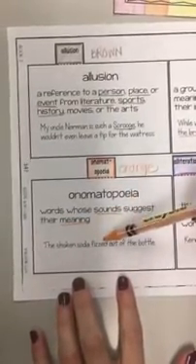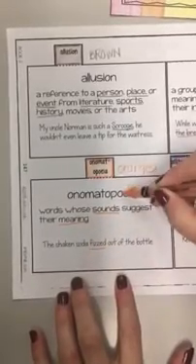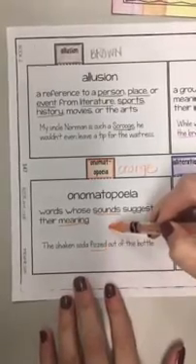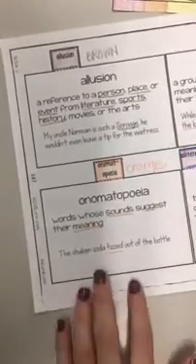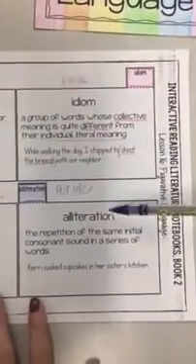The shaken soda fizzed out of the bottle. Fizzed is our onomatopoeia because the word fizzed is also the sound that the soda makes, a shaken soda. So fizzed is onomatopoeia. Next is alliteration.